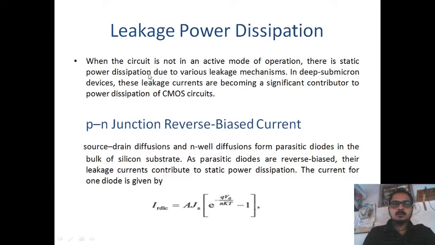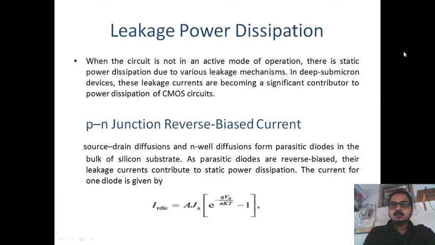When the circuit is not in an active mode of operation, or it is in a standby mode of operation, there is a static power dissipation due to various leakage mechanisms. This static power dissipation is also known as leakage power dissipation. In deep submicron devices, these leakage currents become a significant contributor to power dissipation of CMOS circuits.